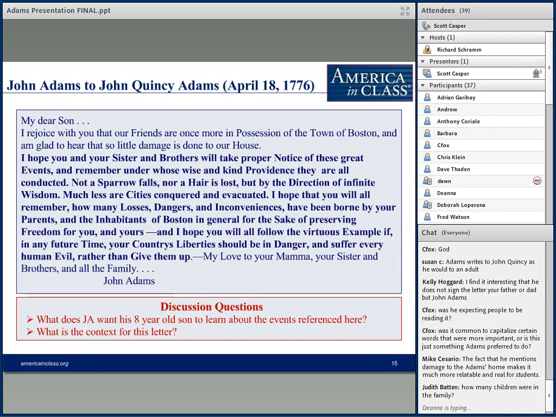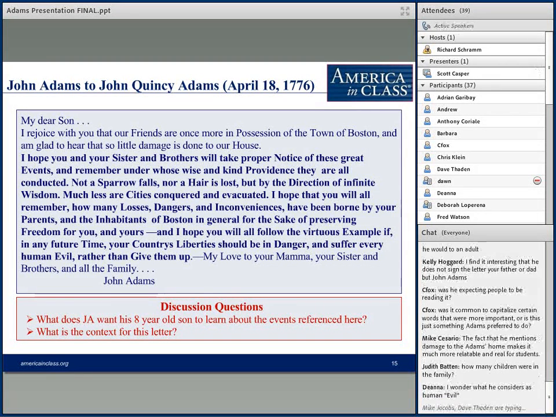How many children were in the family? That's a very good question. Let me see if I can remember that. I think there are three, but I'm not sure. I'm not sure either. We can try to track that down as we are working through tonight. I think there would have been at least four, because John Adams here refers to "my love to your mama, your sister, and brothers," plural. So there's at least one sister and two brothers. Right. So at least four total.